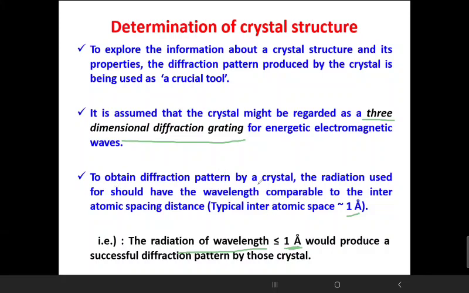To obtain a diffraction pattern by a crystal, the radiation used should have a wavelength comparable to the interatomic spacing distance. So radiation of wavelength less than or equal to 1 angstrom would produce a successful diffraction pattern by those crystals. This condition should be satisfied in order to observe the perfect diffraction pattern.